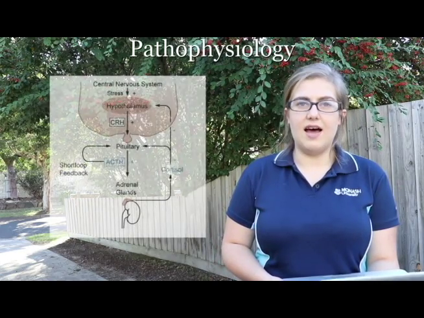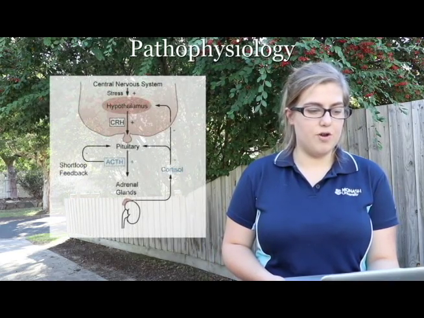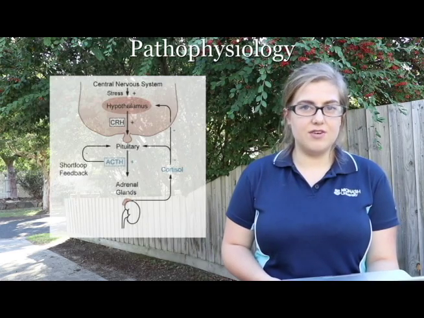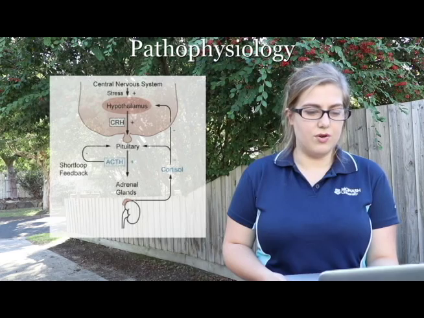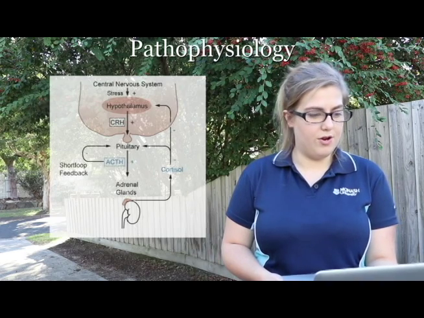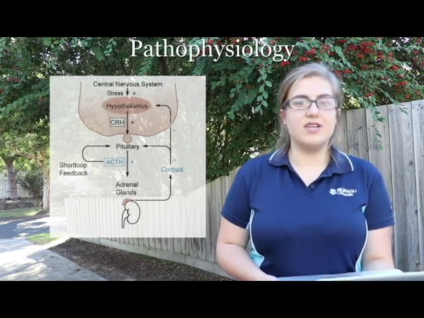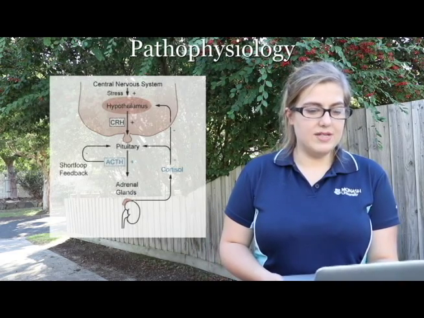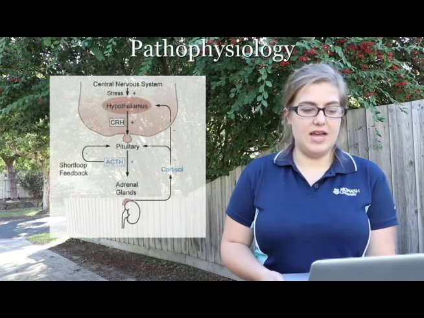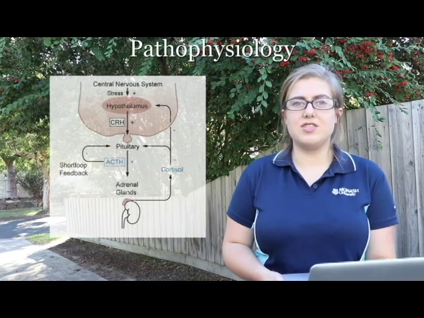In a person without Cushing's disease, the hypothalamus releases CRH, corticotropin-releasing hormone, to the anterior pituitary gland, causing the release of ACTH, or adrenocorticotropic hormone. ACTH then triggers the adrenal glands to secrete cortisol in the body. Once a high level of cortisol is reached, a negative feedback system works to stop the hypothalamus secreting CRH.